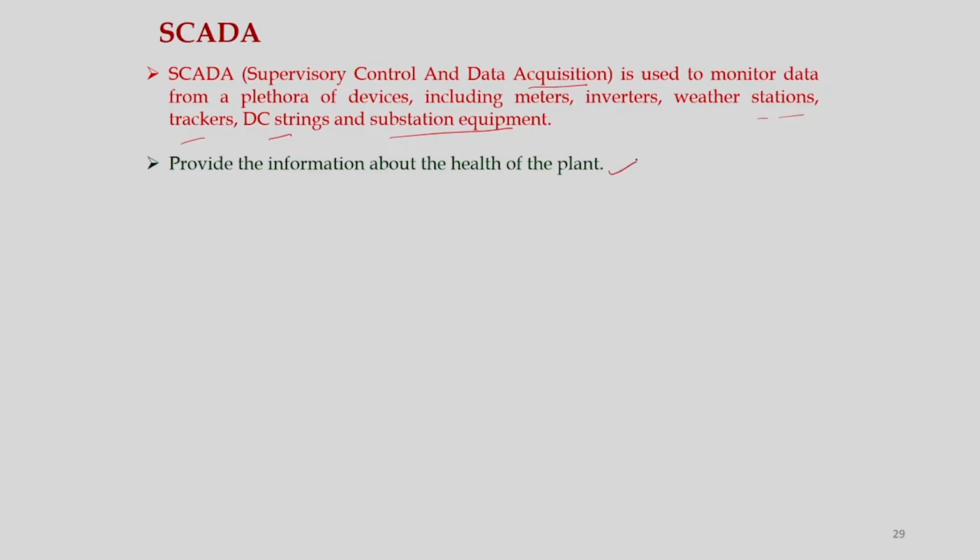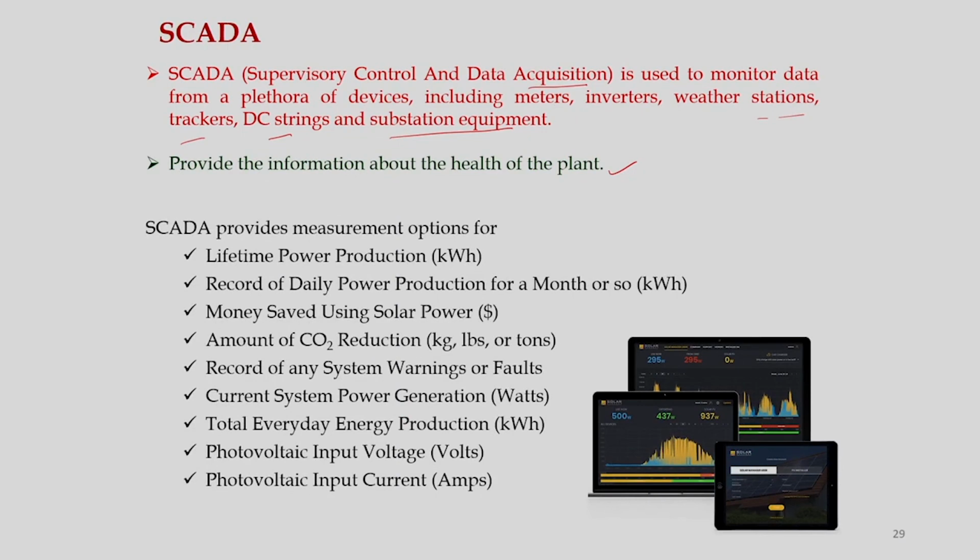So, there will be separate rooms. From there they can monitor all that information. Okay? You can know the amount of radiation that is falling, what the temperature is, how much energy is generating. All the information can be monitored by using this SCADA system. Okay?